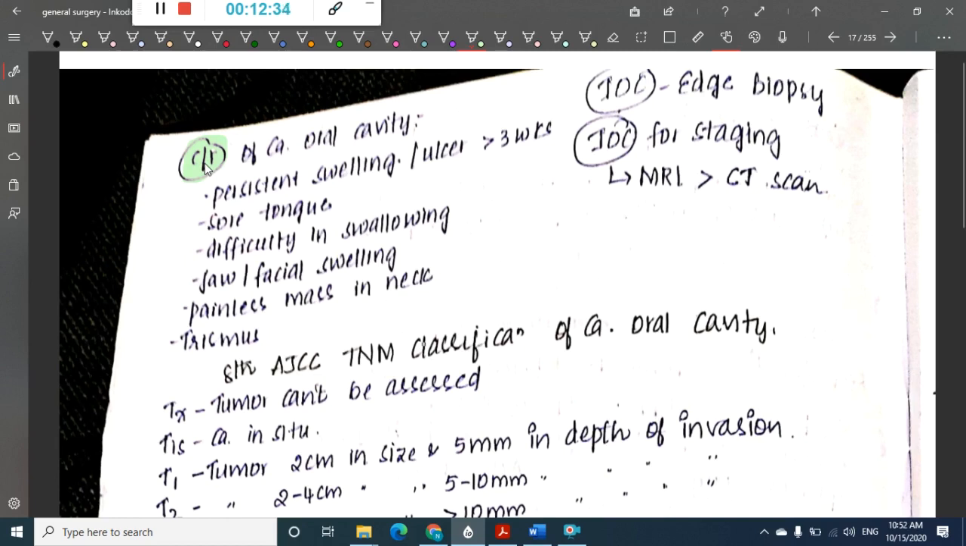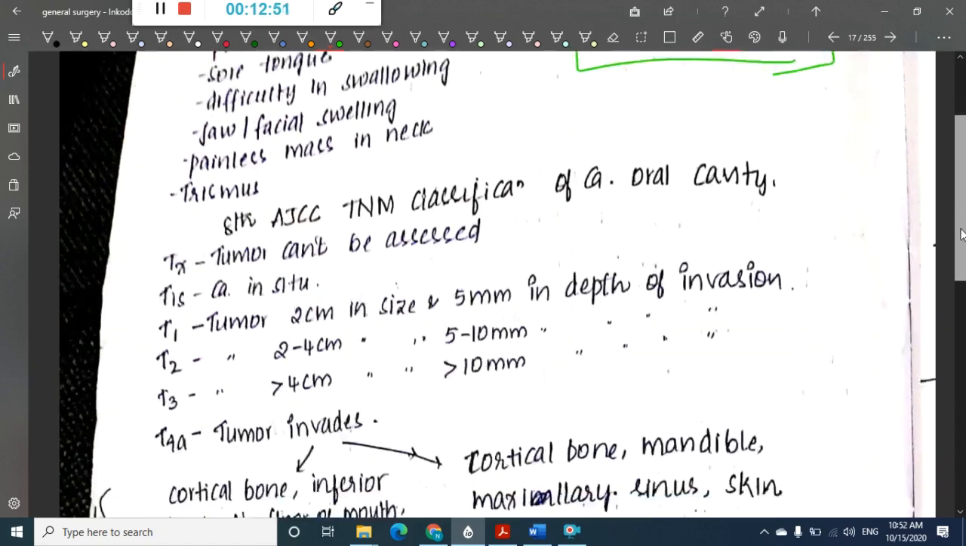The investigation of choice, as I have already said, is edge biopsy, and the investigation of choice for staging is MRI and CT scan. The normal investigation of choice is edge biopsy. Then the investigation of choice for staging is MRI and CT scan.